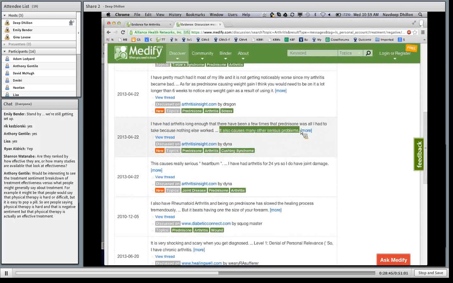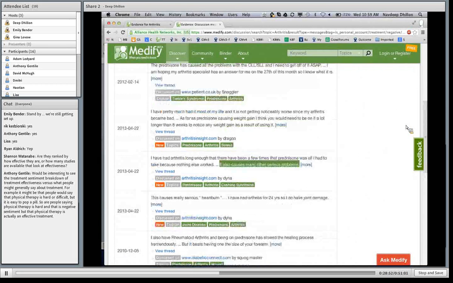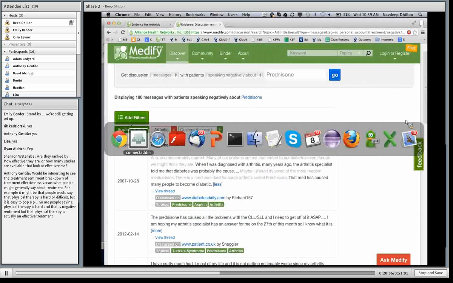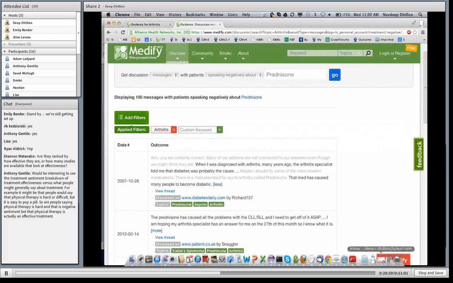Here's another anaphora case. It also causes many other serious problems. So that's what's honing in on it being negative. And of course, in the prior sentence, they said something positive. But let's jump back into the demo.